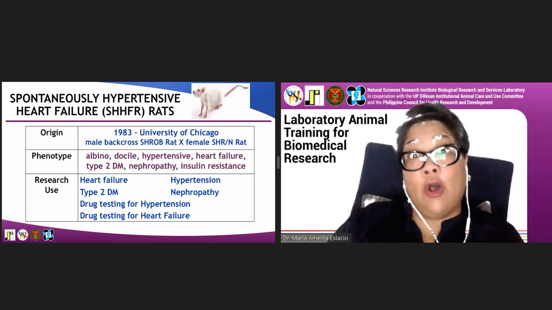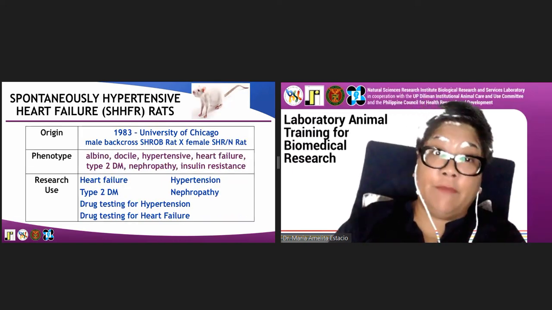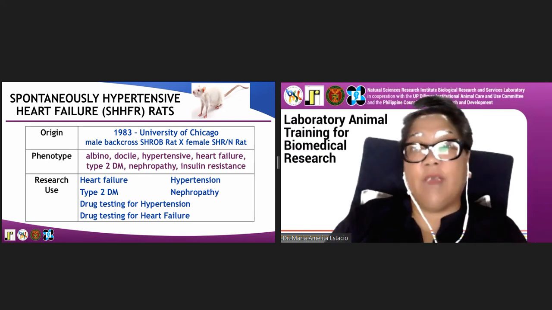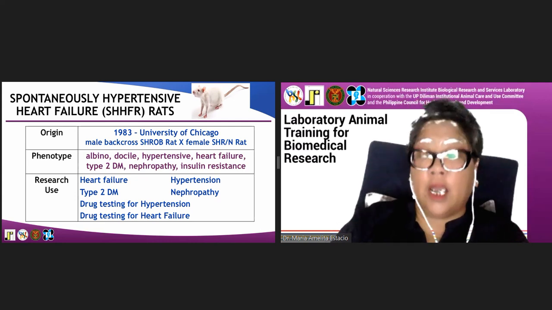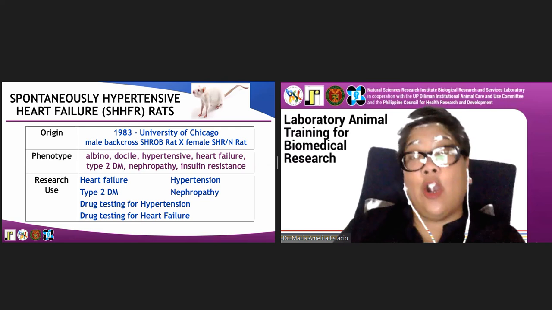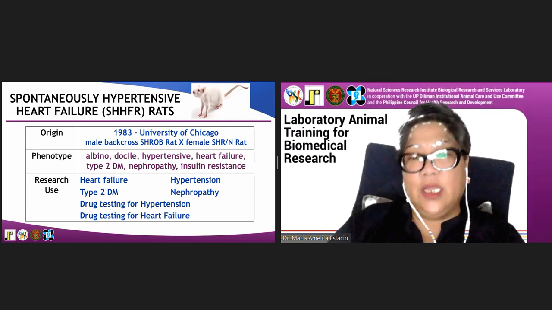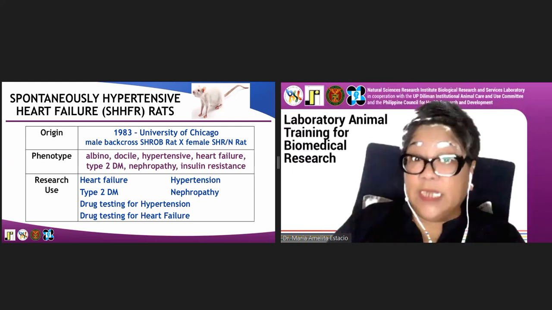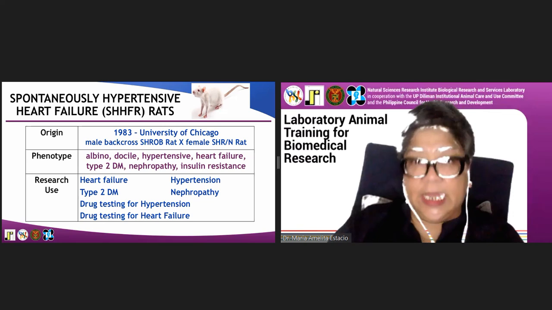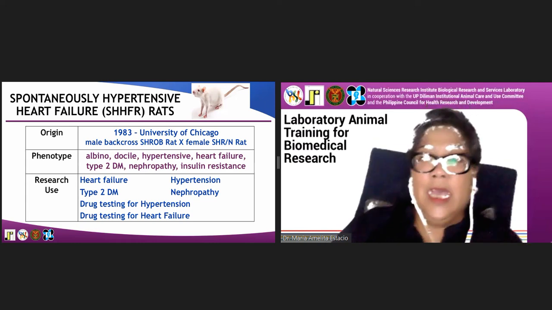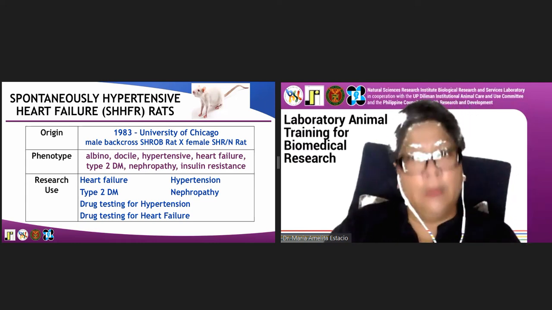So if you want a combination of hypertension and heart failure, then this would be your model of choice. This is the spontaneously hypertensive heart failure rat that was developed at the University of Chicago. This is a very good model that is being used for heart failure. Remember, it's a combination of hypertension and heart failure. So you can use this one for pathogenesis, and you can also use this one for drug testing. And by the way, these animals are also type 2 diabetic, so you can also use it if you want all those complications in a model.